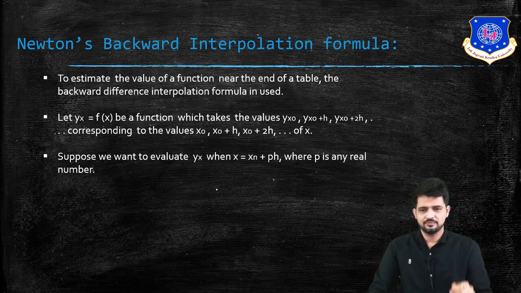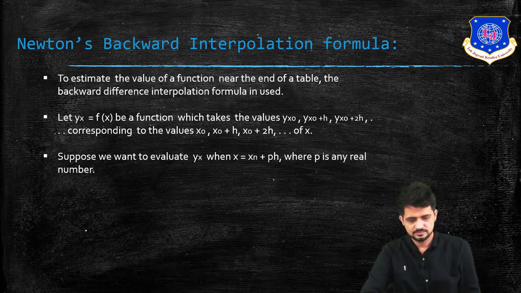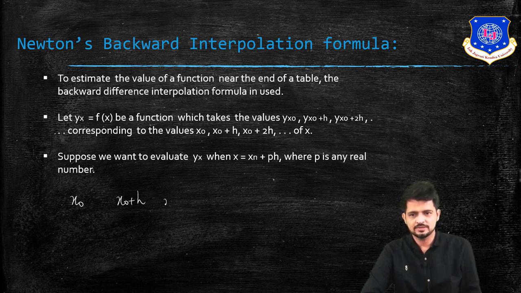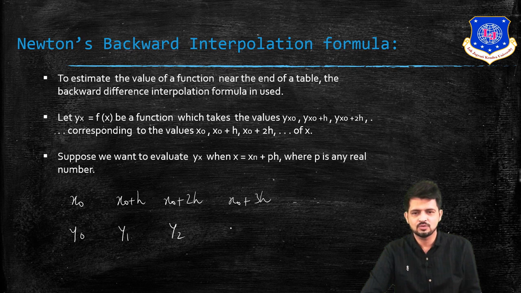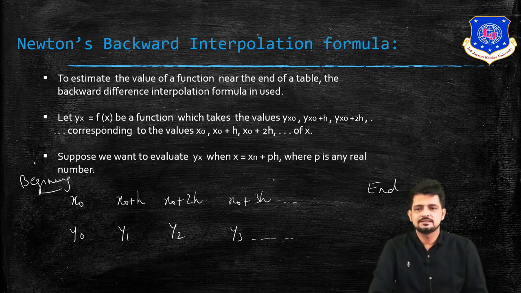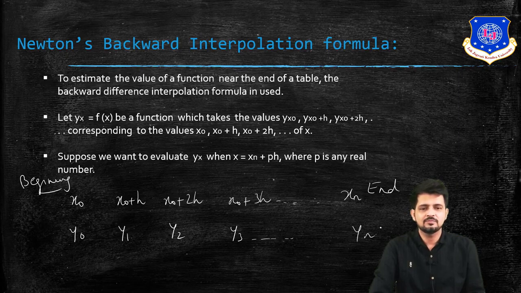Xn plus ph, right? So let me write that. x0, then x0 plus h, x0 plus 2h, x0 plus 3h. Similarly, we are having the values of y as y0, y1, y2, y3 and so on. This is the beginning of the table and this is the end of the table. So if it is x0 at the beginning, then near the end, xn and yn will come.